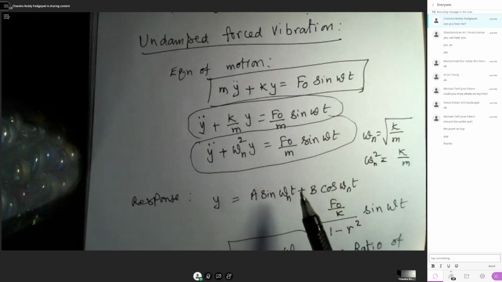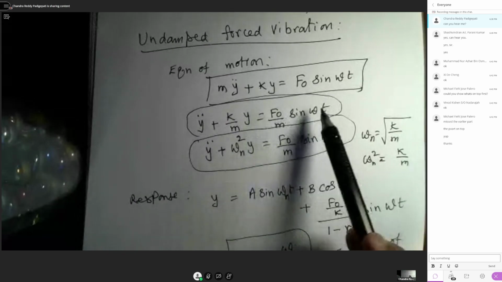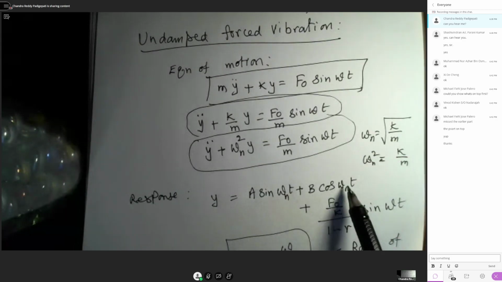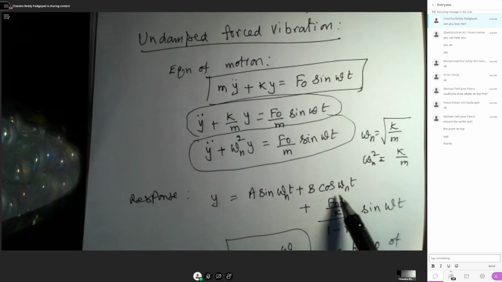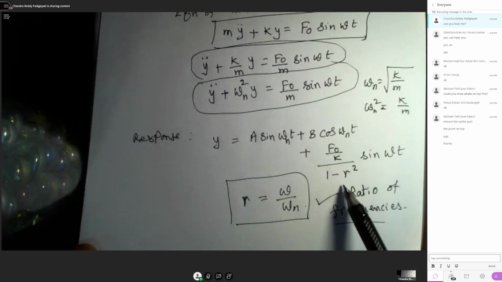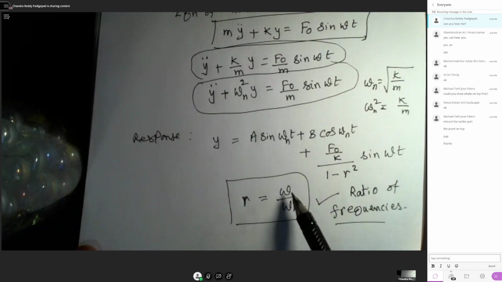Then we can write the response when there is no force, the complementary function. The response we can write like this. This we have seen earlier, a similar response. Then for the force part, the particular integral, the response will be f naught over k into 1 minus r square, into sine omega t, where r is the ratio of the external frequency and the natural frequency.